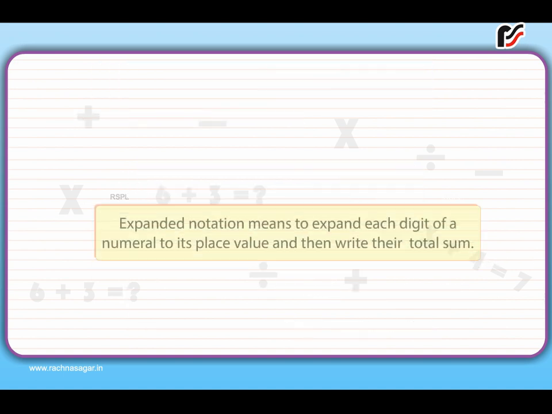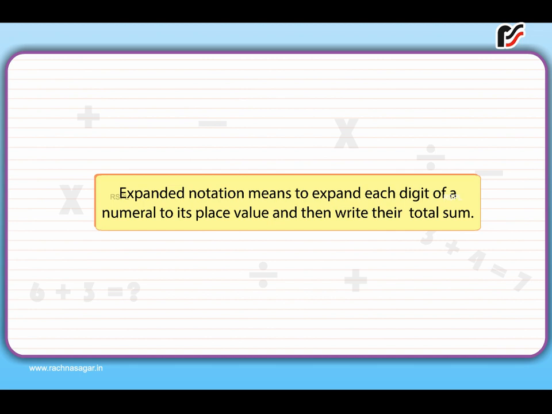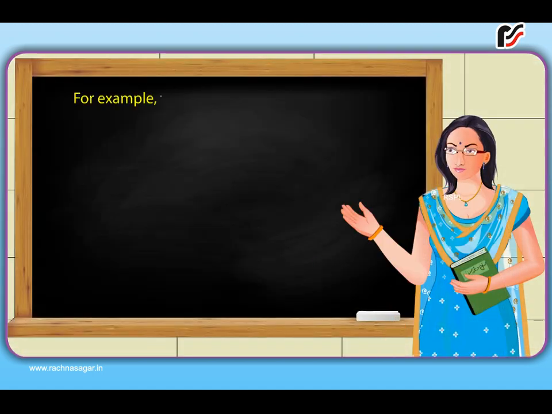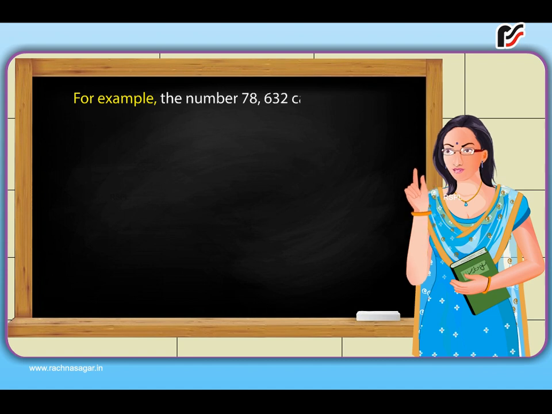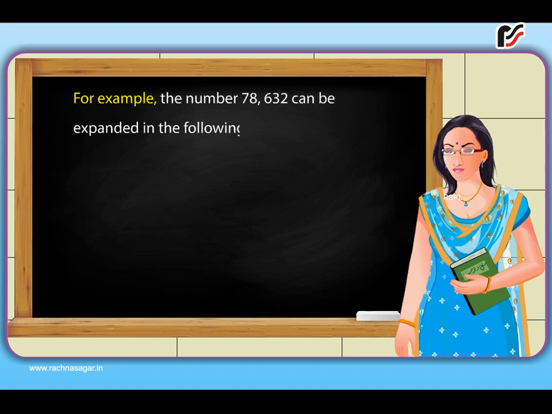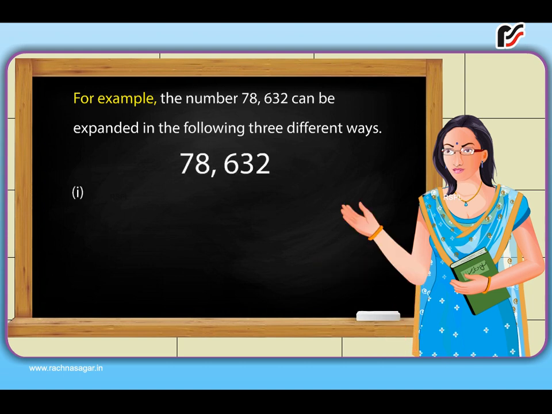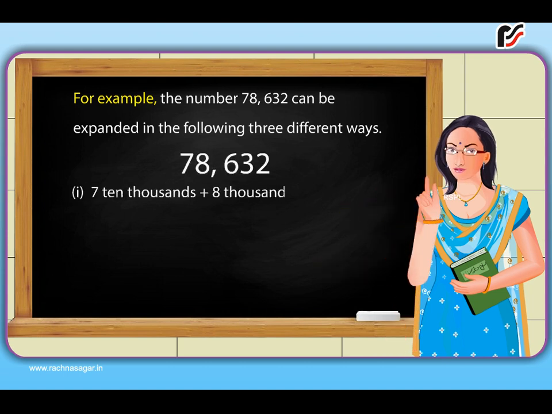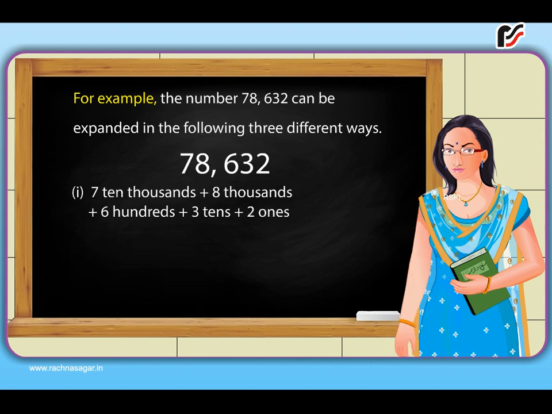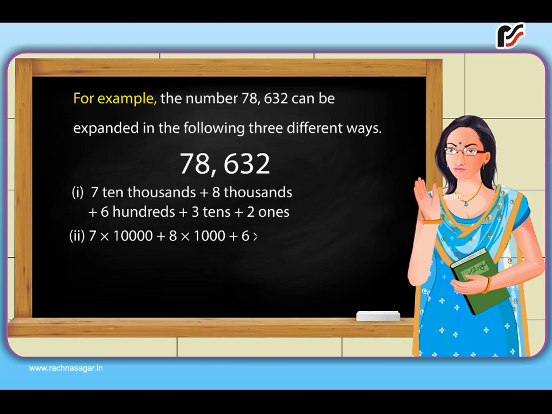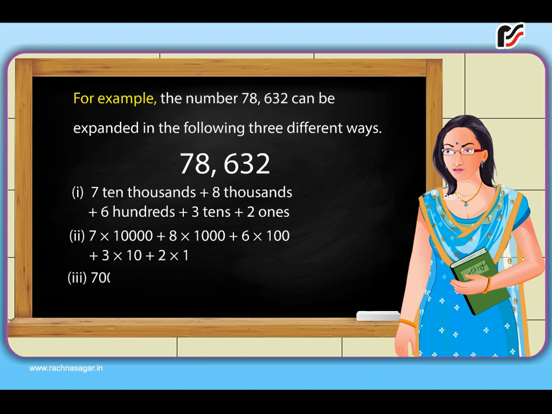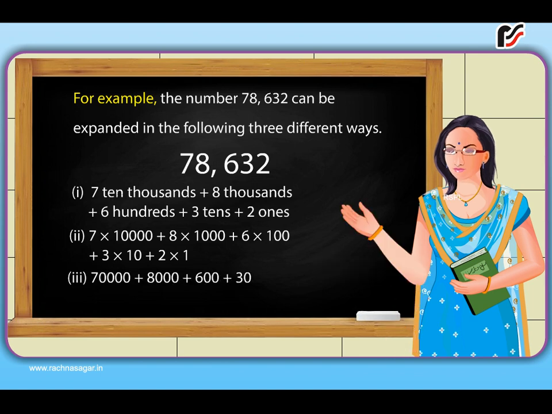Expanded notation. Expanded notation means to expand each digit of a numeral to its place value and then write their total sum. For example, the number 78,632 can be expanded in the following three different ways. 7 10,000s plus 8 1,000s plus 6 100s plus 3 10s plus 2 1s. 7 into 10,000 plus 8 into 1,000 plus 6 into 100 plus 3 into 10 plus 2 into 1. 70,000 plus 8,000 plus 600 plus 30 plus 2.